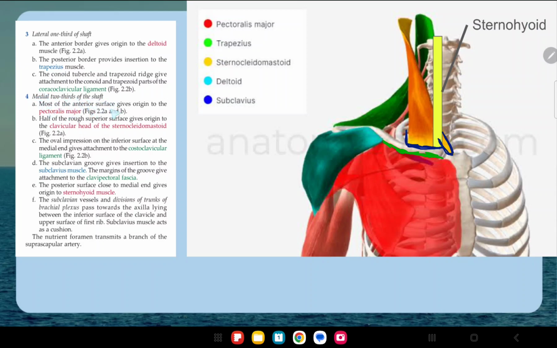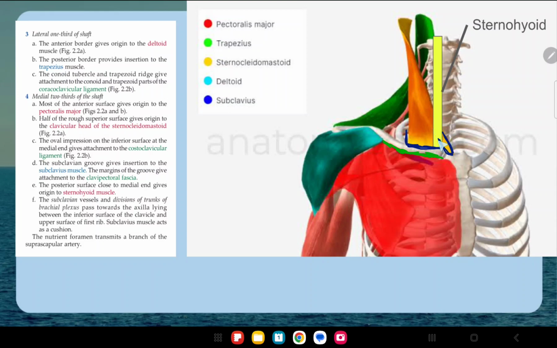Most of the anterior surface gives origin to the pectoralis major muscle. See, the anterior surface is giving the attachment for the pectoralis major muscle, which is the red color muscle. Next, half of the rough superior surface gives origin to the clavicular head of the sternocleidomastoid muscle. Now see, this whole muscle is the sternocleidomastoid. It has two parts.